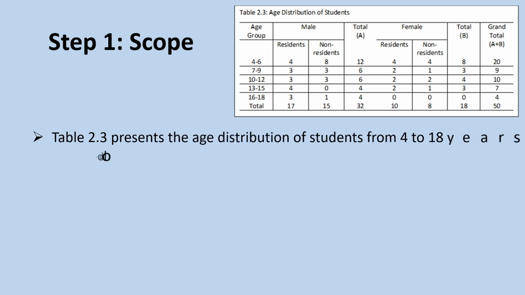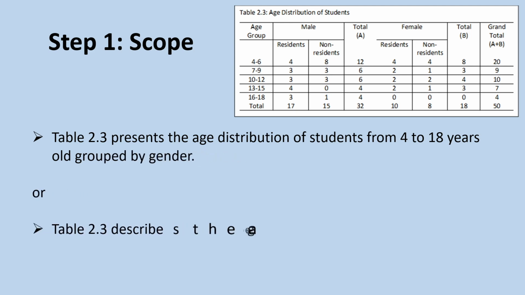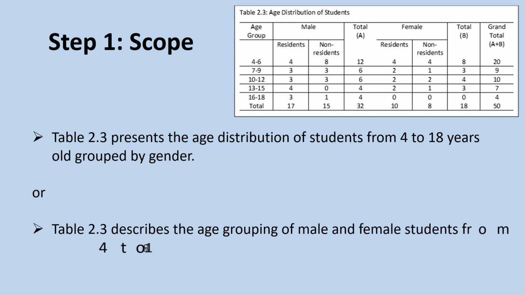Table 2.3 presents the age distribution of students from 4 to 18 years old, grouped by gender. Or we may write, Table 2.3 describes the age grouping of male and female students from 4 to 18 years old.